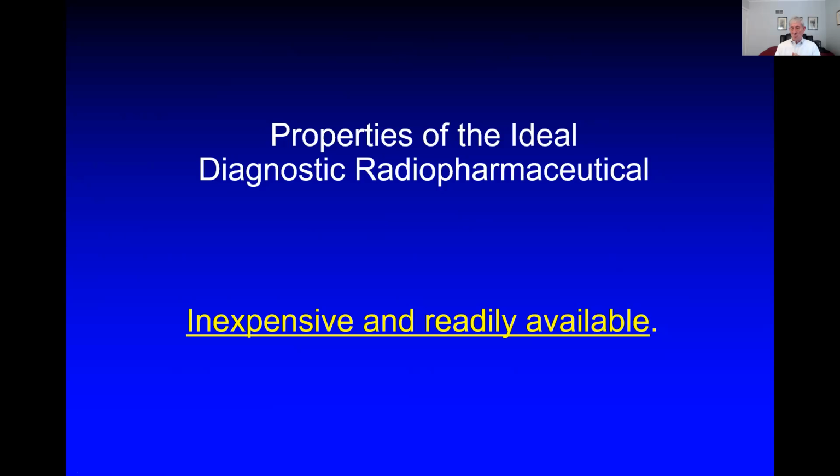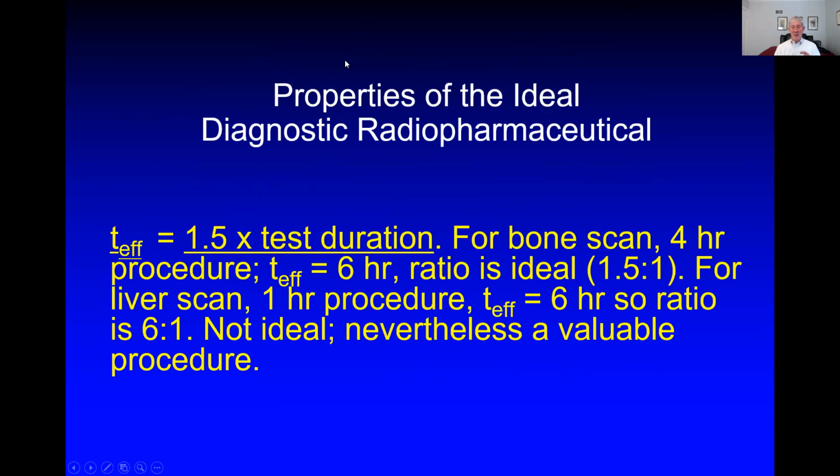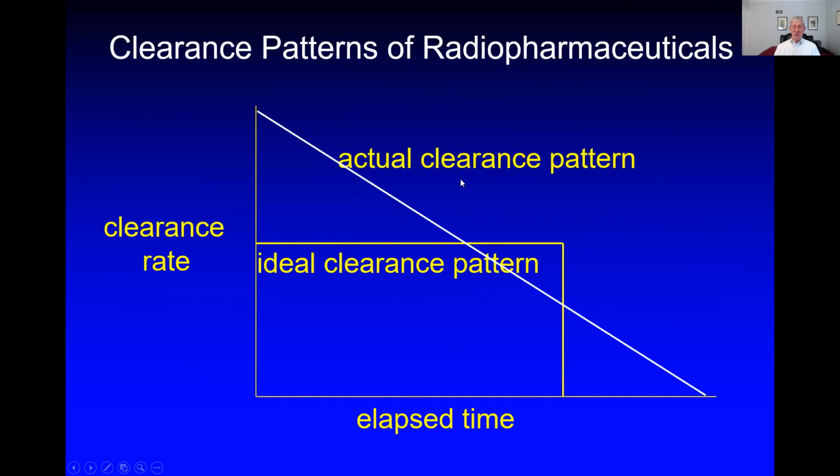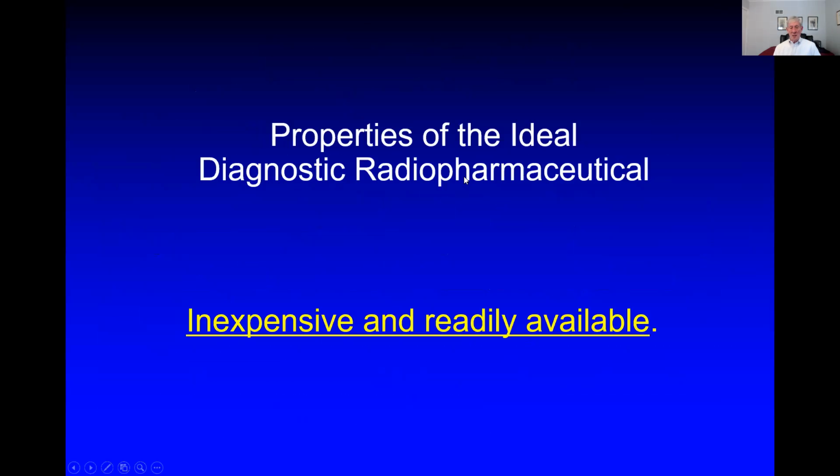Just a very fast review. The first four were pure gamma emitter, a fixed energy range of 100 to 250, the T effective, we want the T effective to be 1.5 times the test duration, and then the target to non-target ratio. Okay, any questions about the diagnostic side?